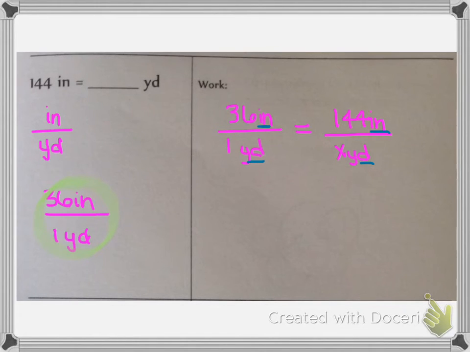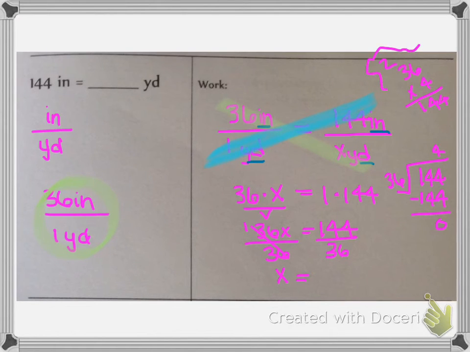Okay, so now I would like you to press pause and try to solve for x and press play when you have finished. Okay, so when you divided, you should have gotten 4. Remember, if you don't know how many times 36 goes into 144, do your math to the side. So 36 times 4 equals 144, so x equals 4 yards.